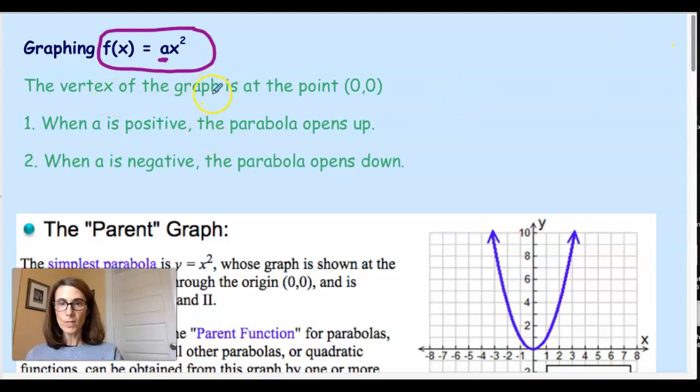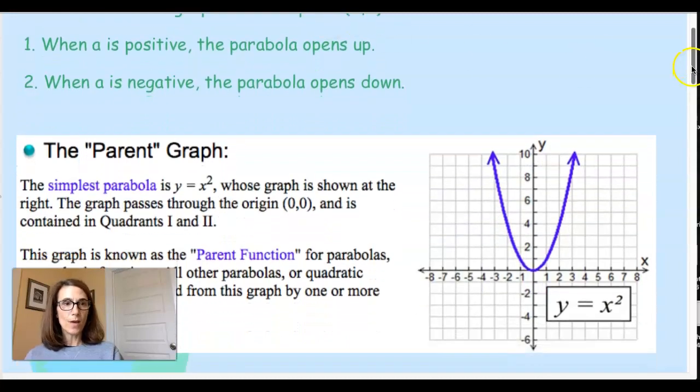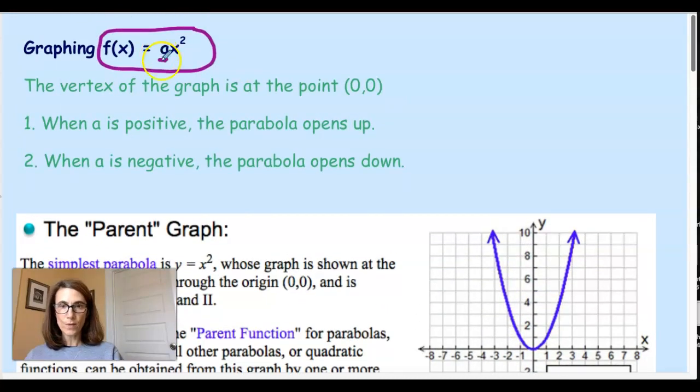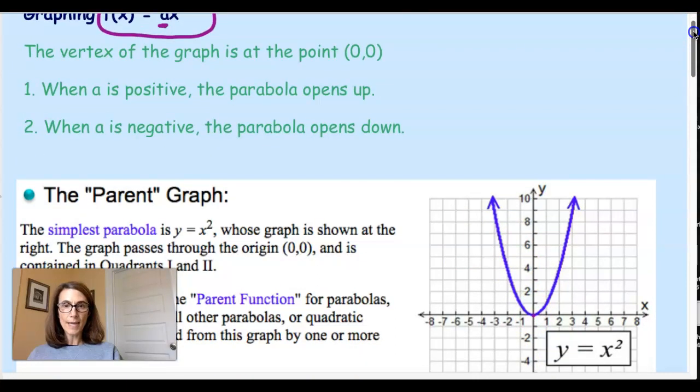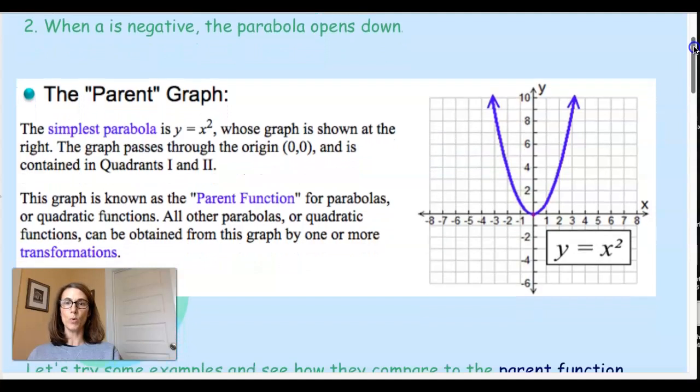The vertex of these graphs, when there's nothing else added on, is at the point 0, 0. That's important to note. When our value for a, that coefficient, is a positive number, our parabola is going to open up and our vertex is going to be a minimum point. When our coefficient is a negative number, the parabola will open down and our vertex will be a maximum point.